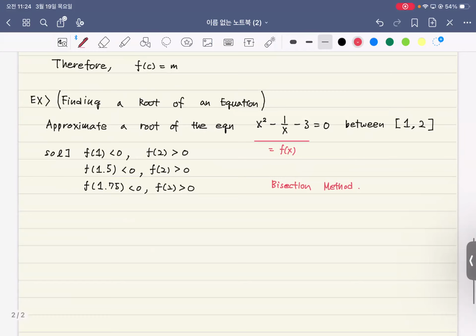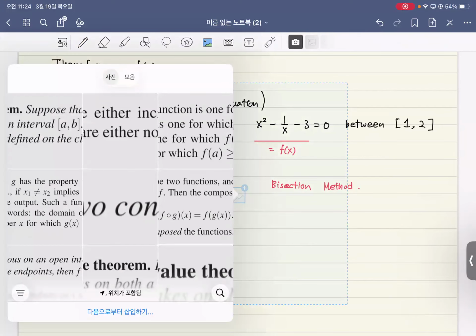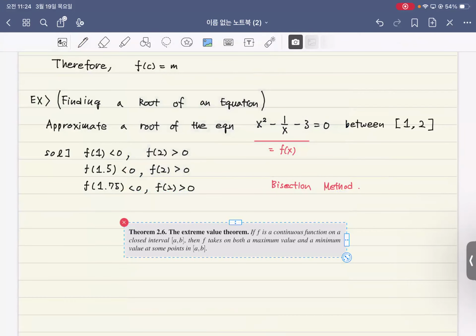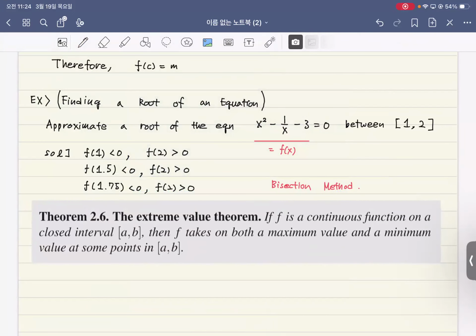Okay, so that was about the intermediate value theorem. Now we are about to study the extreme value theorem. Every continuous function defined on a closed and bounded interval must attain the maximum and the minimum at some point on this closed and bounded interval. This is the extreme value theorem.